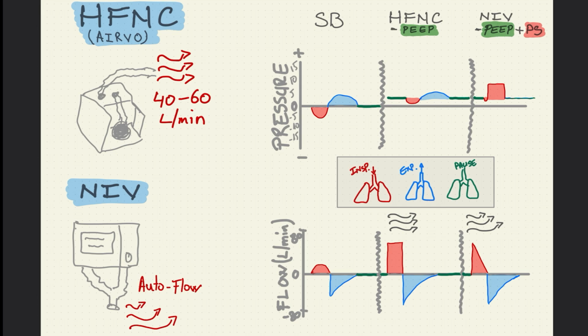In summary, the difference between high flow oxygenation and non-invasive ventilation is the way in which flow is being administered and the pressure support. And although both machines administer PEEP, in high flow oxygenation we set the flow, while in non-invasive ventilation the PEEP is set and the flow is variable.